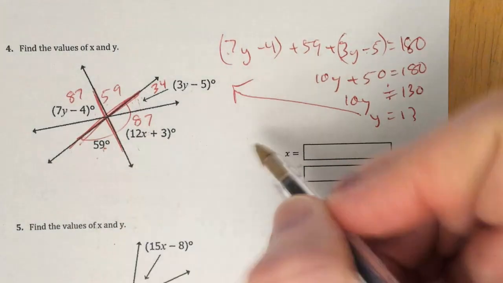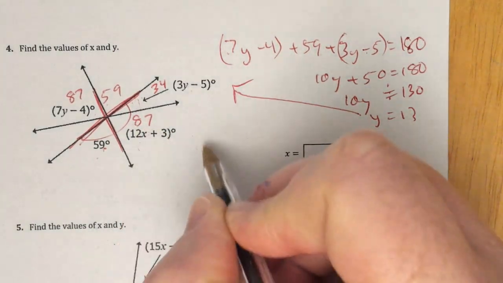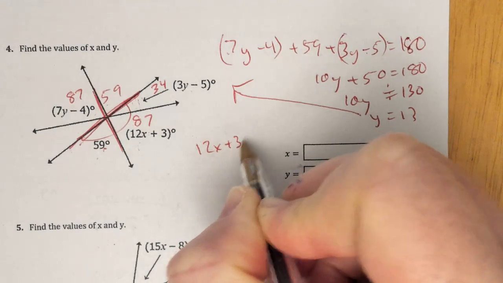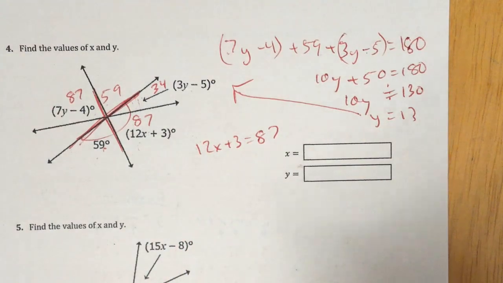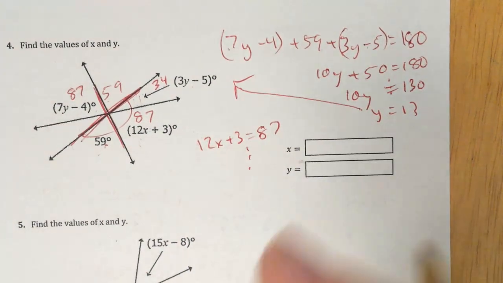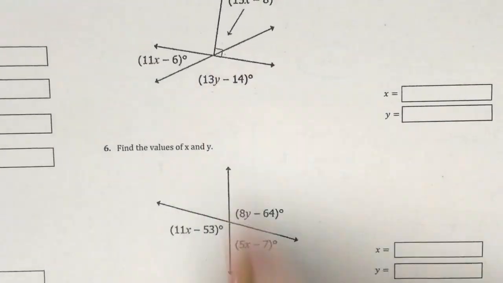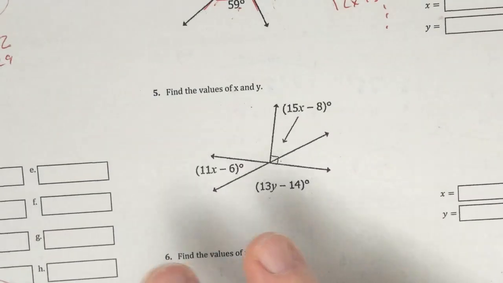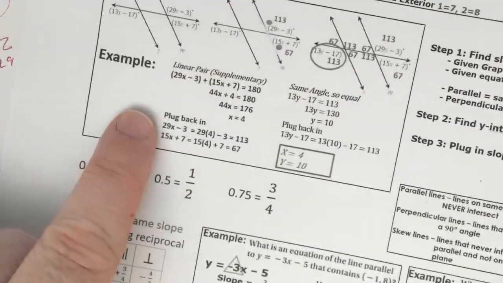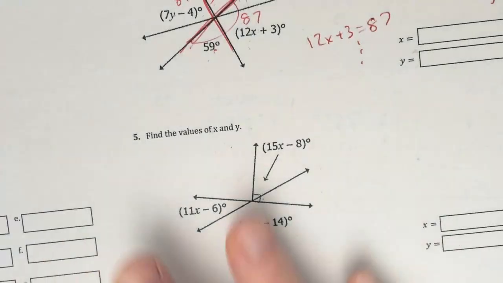This angle is 87. This angle is also 12x plus 3. If they're the same angle, then they are equal to each other, and now it's just your job to solve. Okay, and then you just rinse and repeat for these things right down here. And remember, you have your hot topics page. Like there's examples on here. Okay, and let's keep going.